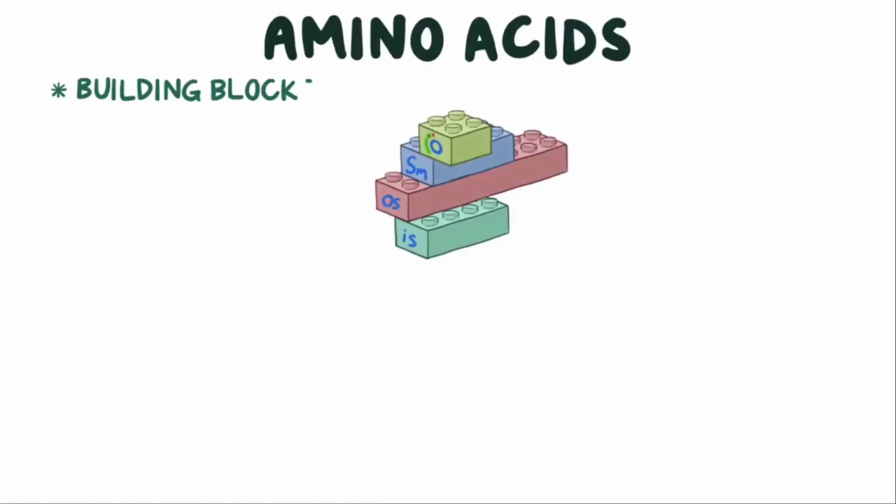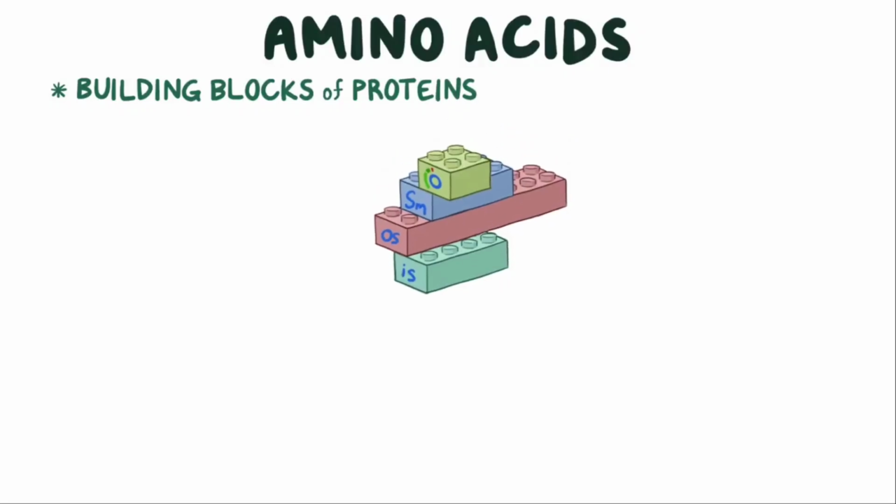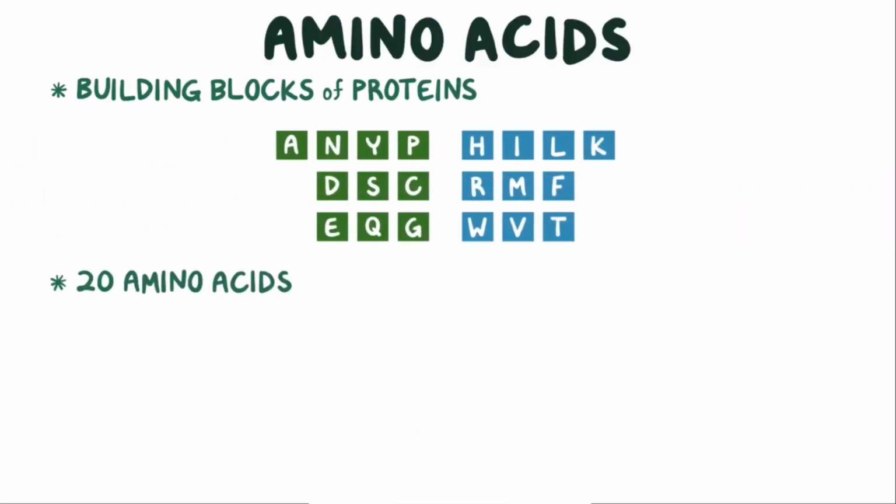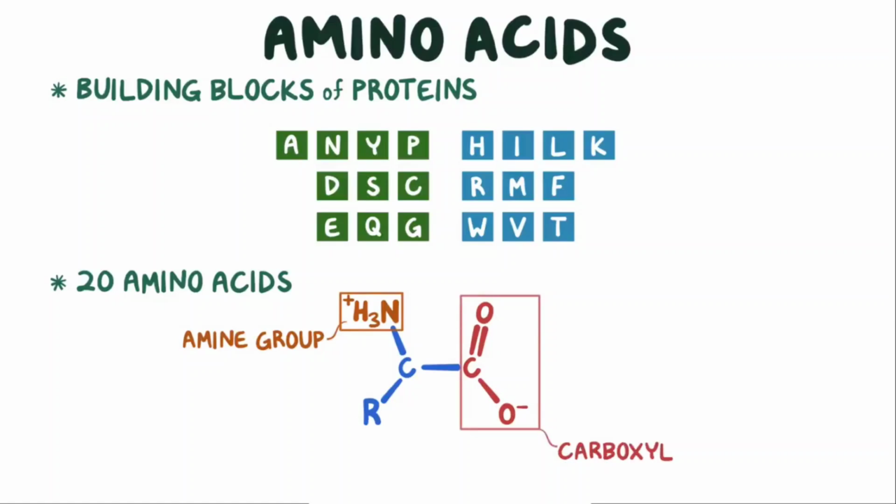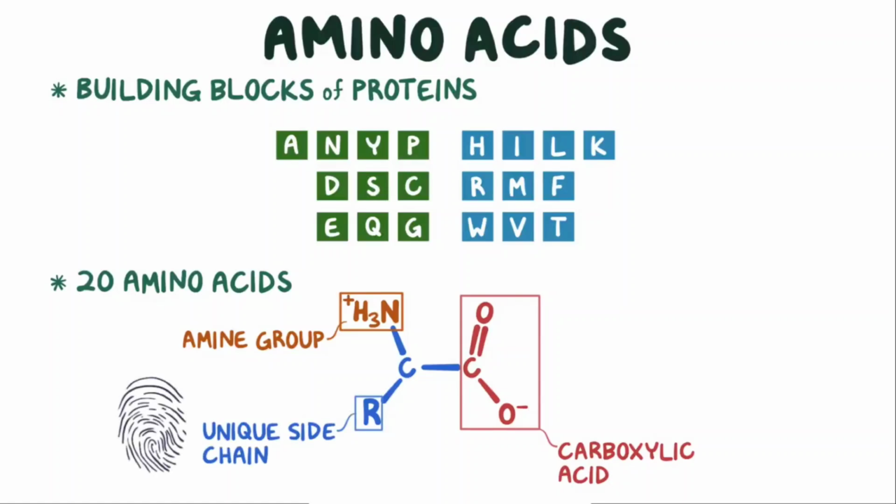Amino acids are the building blocks of proteins. And just like how you can make lots of words with a finite alphabet, it's possible to make lots of proteins with just 20 amino acids. Each amino acid has a nitrogen-containing amine group and a carboxylic acid, hence the name amino acid. Each amino acid also has a unique side chain that's kind of like the amino acid's fingerprint.